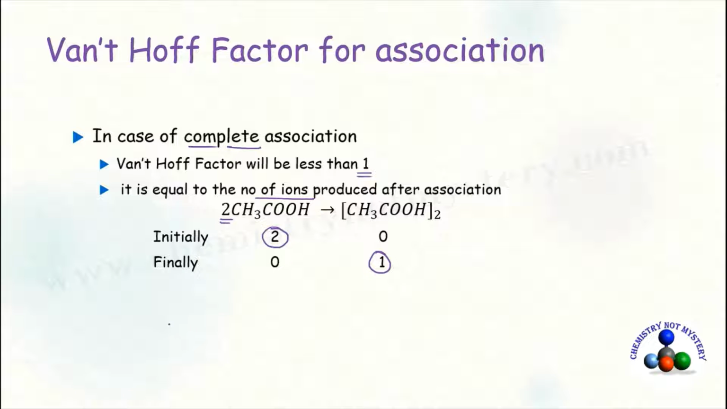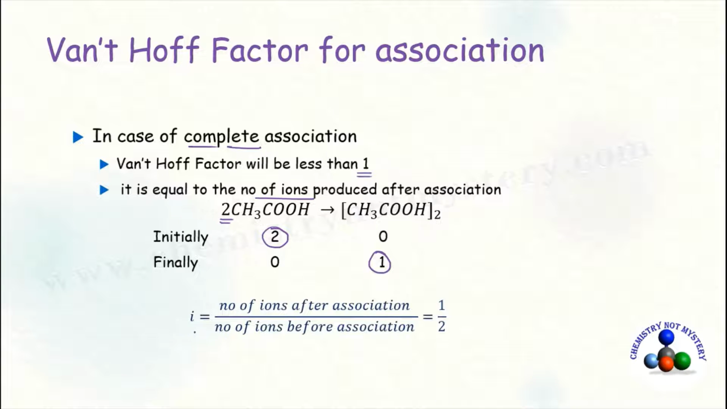Now apply the formula for Van't Hoff factor. i will be equal to the number of ions after association, because here we are discussing association, divided by the number of ions before association. So after association, 1 mole of dimer of acetic acid is produced. And before association, there were 2 moles of acetic acid. So here you will get i is equal to 1 by 2.